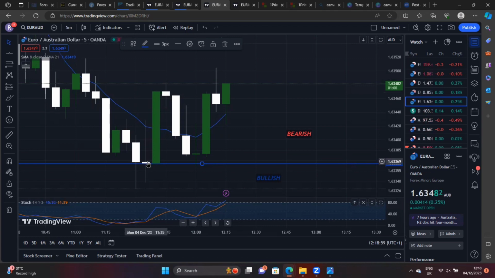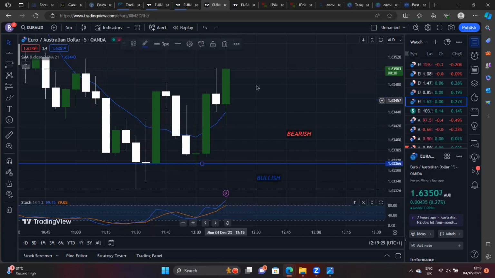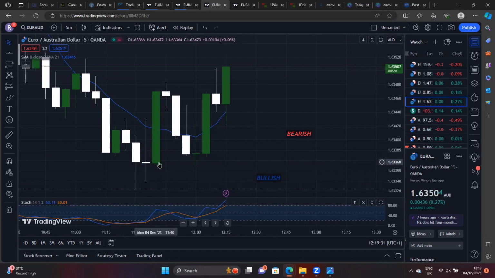Sorry, where the previous ended. So it doesn't matter if this candle is going to go down or go up. It must begin from where the previous ended. So this bullish green candle opened exactly where the previous bearish candle ended or stopped, and did what? Went up.